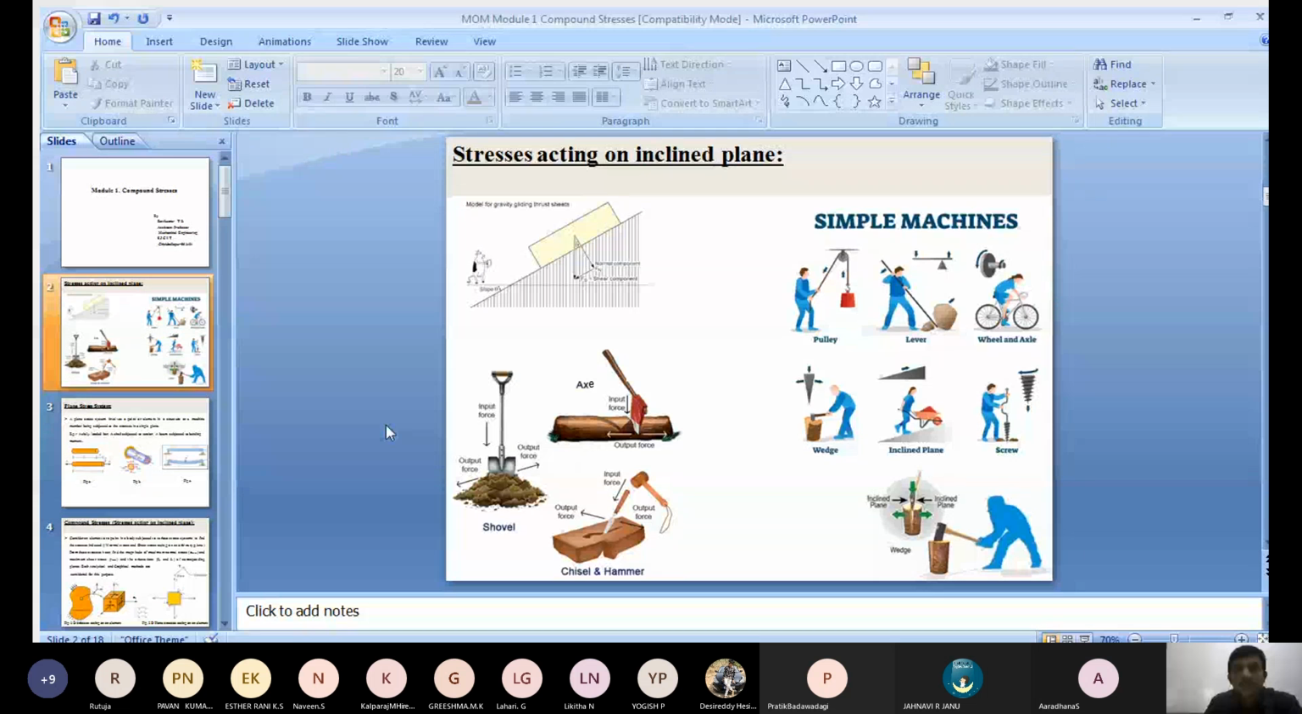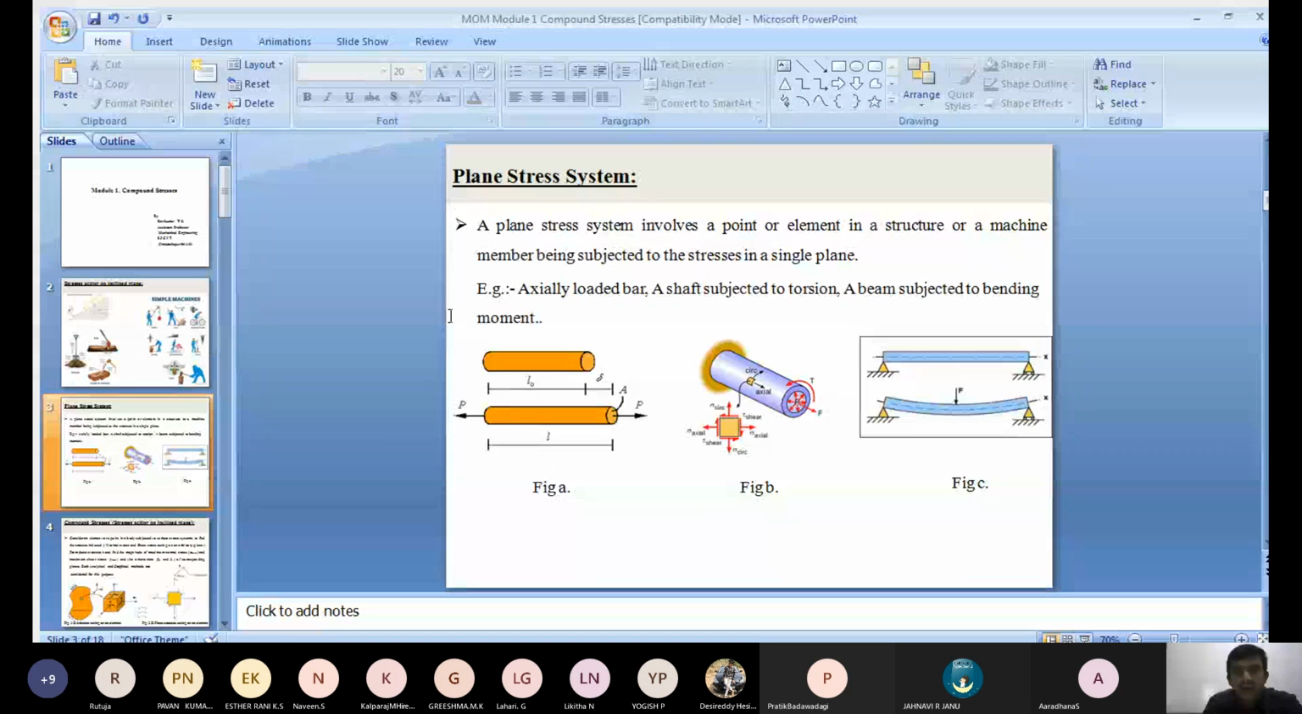For that, we will not consider a three-dimensional component. We consider a two-dimensional component, that is a plane stress system. Okay, we'll consider only the surface of the component. For three-dimensional, it is somewhat different. From our subject point of view, we'll discuss only plane stress, meaning two or more stresses acting on the plane, meaning a two-dimensional component.